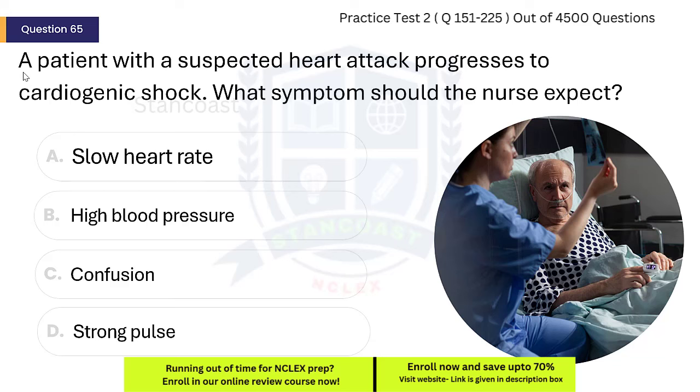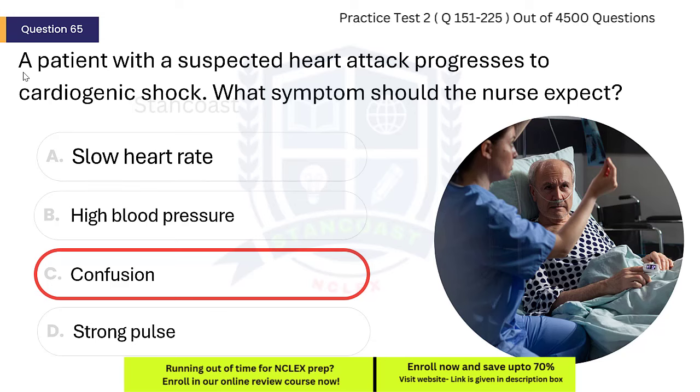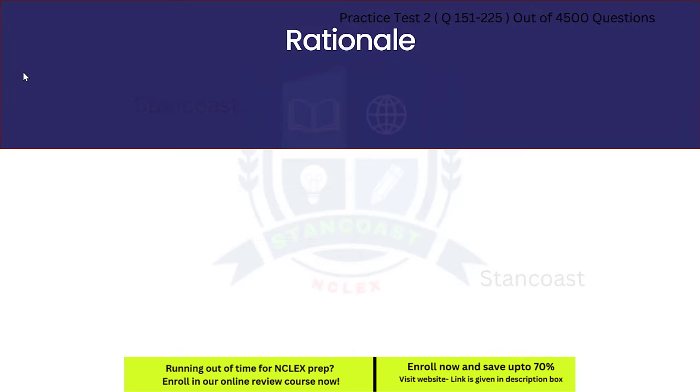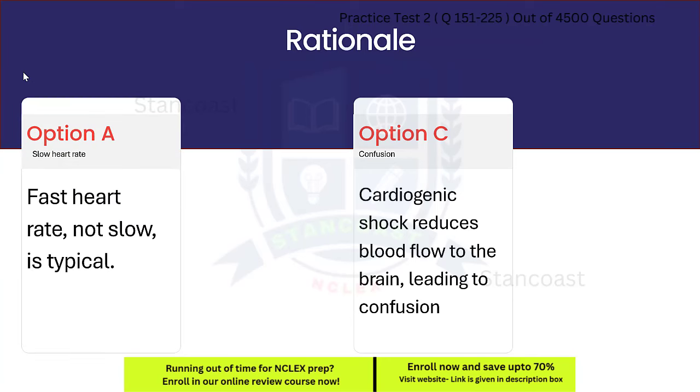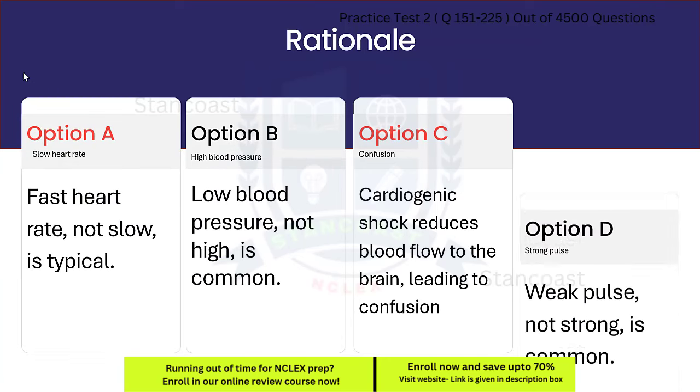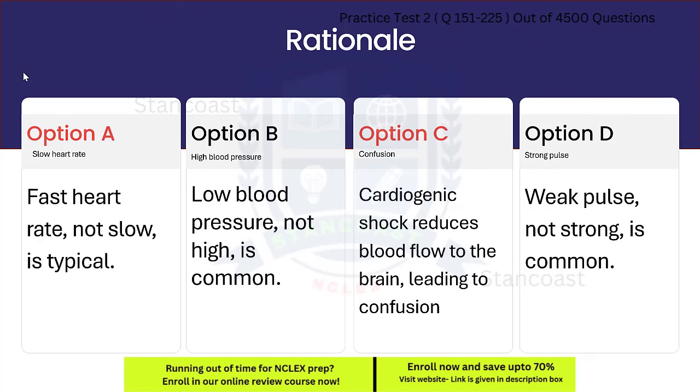The correct answer is C. Confusion. Cardiogenic shock reduces blood flow to the brain, leading to confusion. A fast heart rate, low blood pressure, and weak pulse are more common than their opposites.